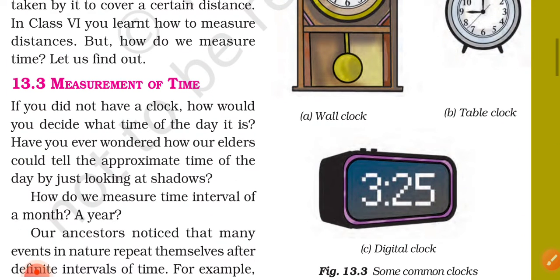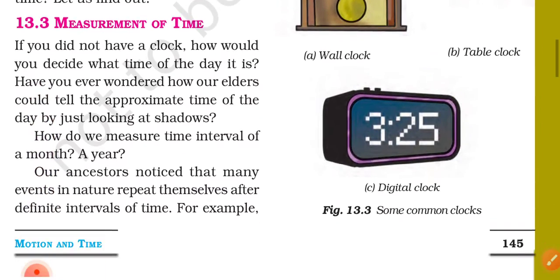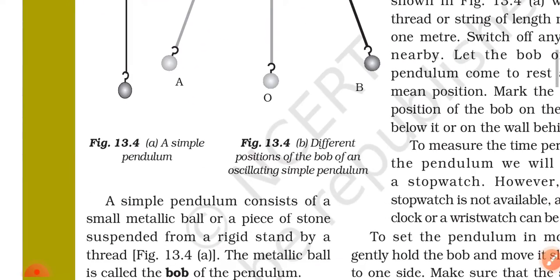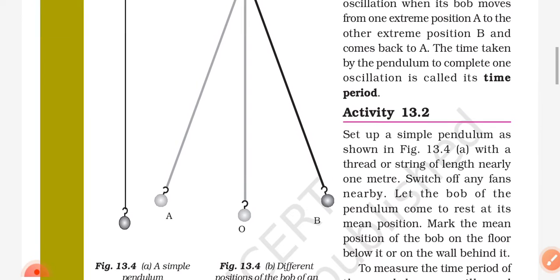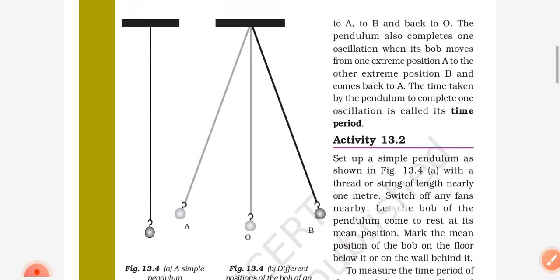Figure 13.3 shows some common clocks. A. Wall clock. B. Table clock. C. Digital clock. Figure 13.4a shows a simple pendulum, and 13.4b shows different positions of the bob of an oscillating simple pendulum.